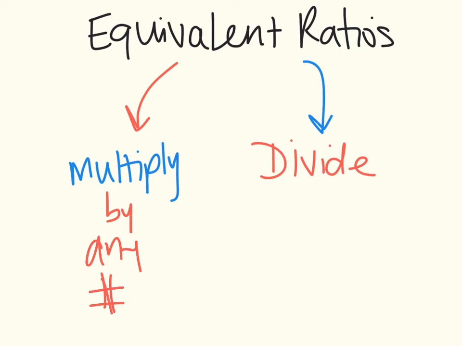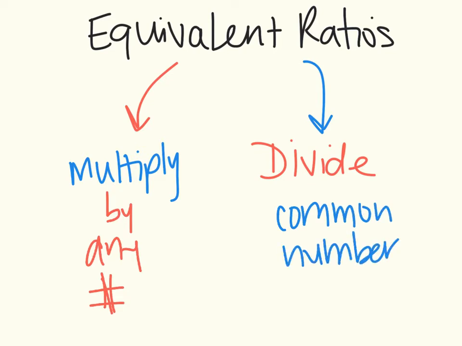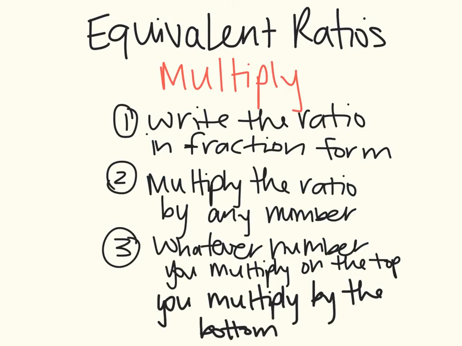Division is a little bit more complicated. You have to make sure that you are looking for a number that is in common between the two numbers. So you have to look for a common number that you can divide into both the numerator and the denominator. So let's take a look at equivalent ratios, and we're using the idea of multiplication first. Your first step would be to write the ratio in fraction form. Then you're going to multiply the ratio by any number. Whatever number you multiply on the top, you have to also multiply by the bottom.